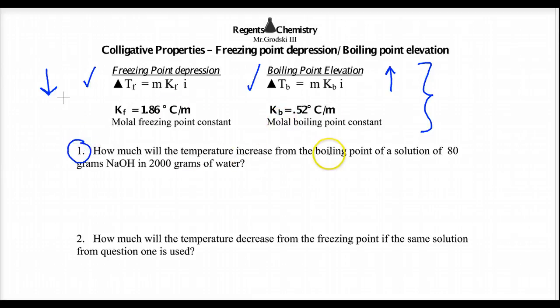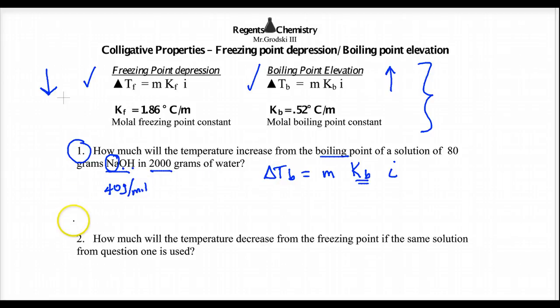How much will the temperature increase from its boiling point of a solution of 80 grams of NaOH in 2,000 grams of water? Okay, we'll look at our formula. Our change in temperature of our boiling is equal to the molality times the Kb, which is that constant for water, times the I factor, the Van't Hoff factor. So the molality, I got 80 grams of NaOH. All right, well, sodium is 23, 16 plus 1, this is 40 grams per mole. All I just did was a formula mass. So if it's 40 grams per mole, 80 grams of NaOH, getting rid of grams, grams goes in the bottom, 1 mole is equal to 40 grams. Obviously, I have 2 moles.